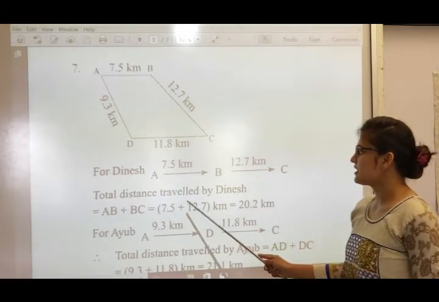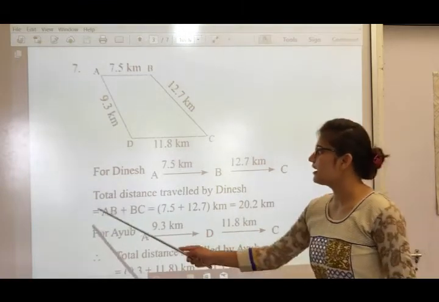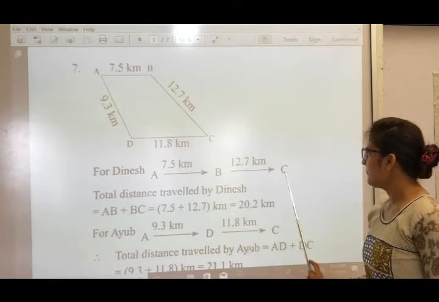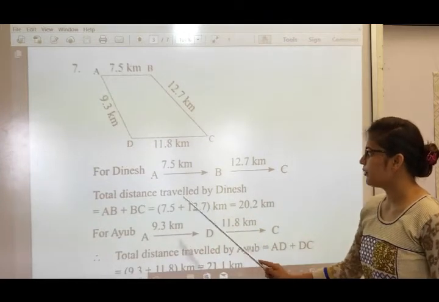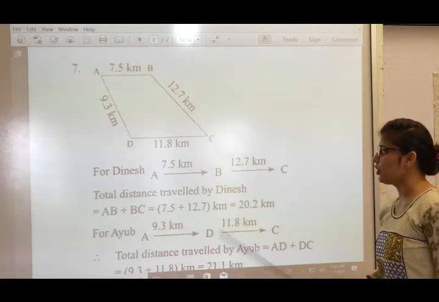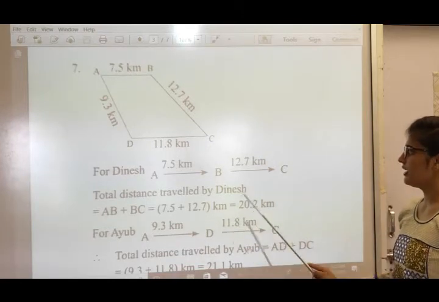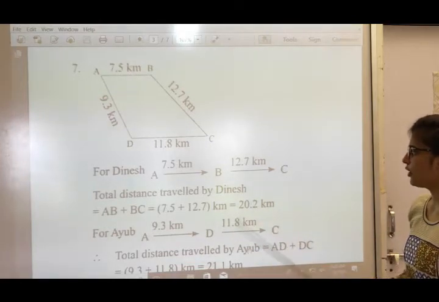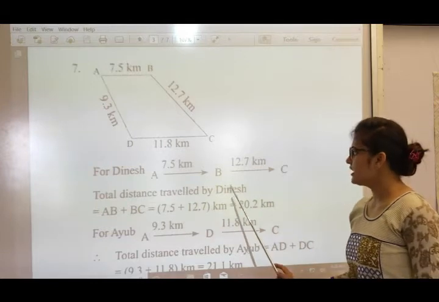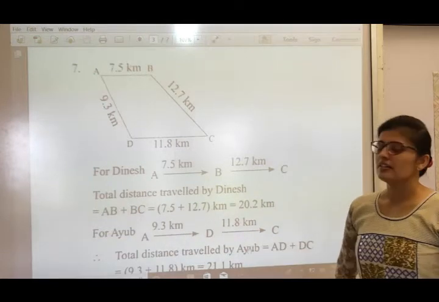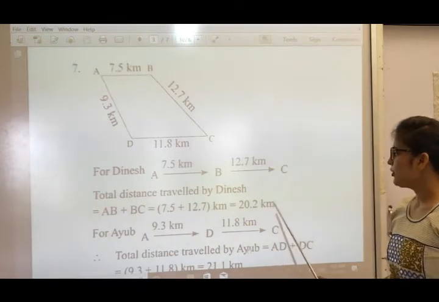So total distance travelled by Dinesh will be equal to AB plus BC. So it will be equal to 7.5 plus 12.7 kilometers. We have to add them and the answer will be 20.2 kilometers. Now for Dinesh, the total travelling will be 20.2 kilometers.